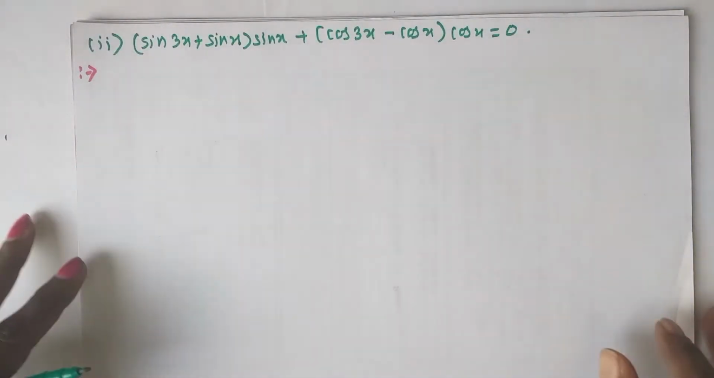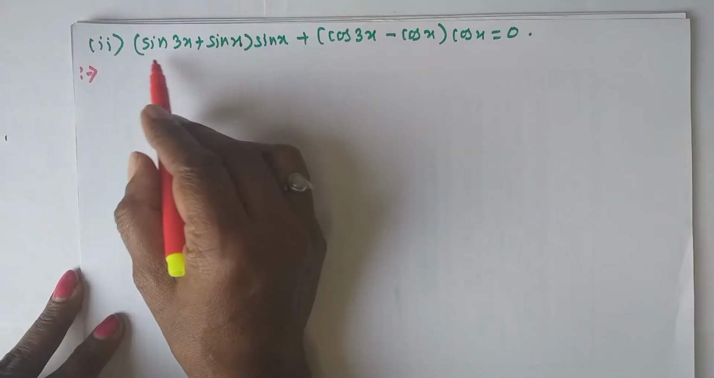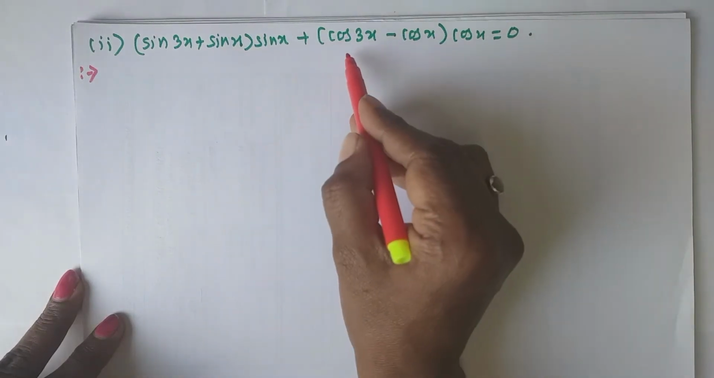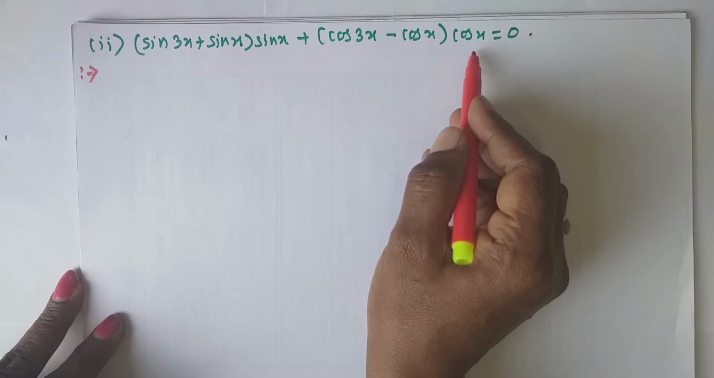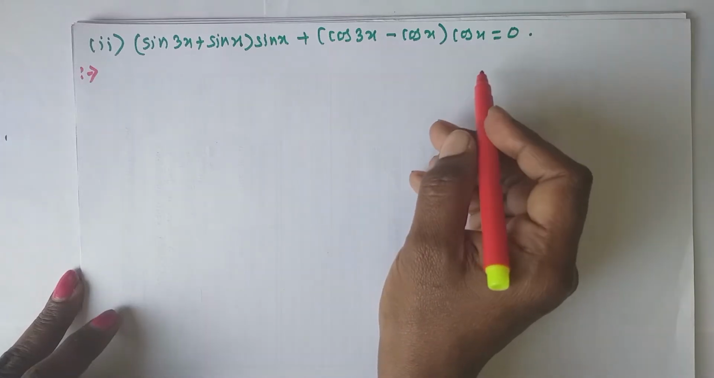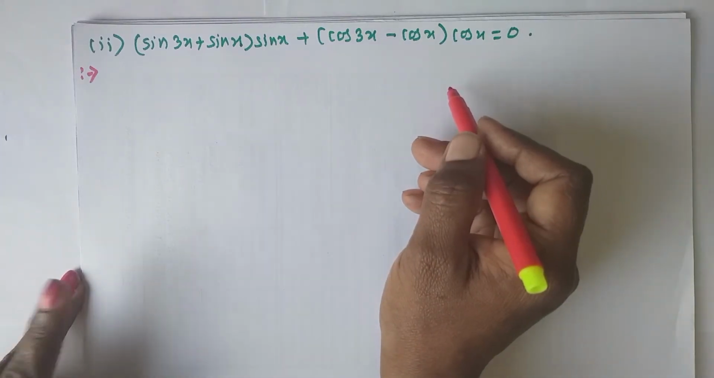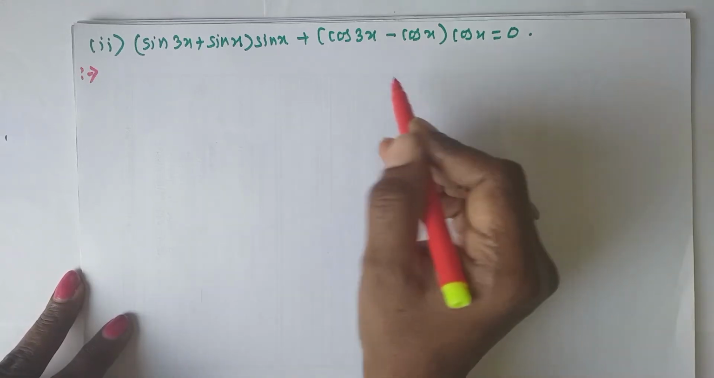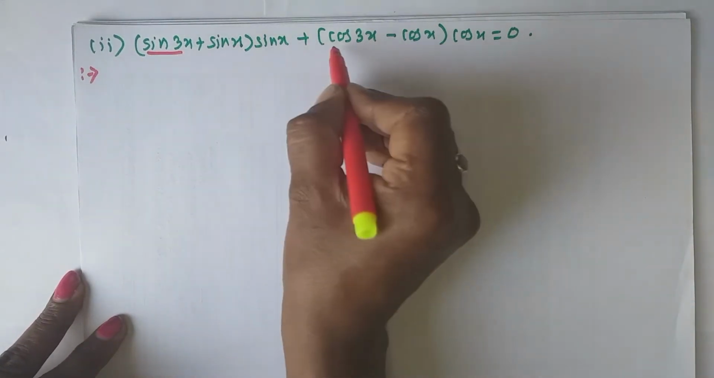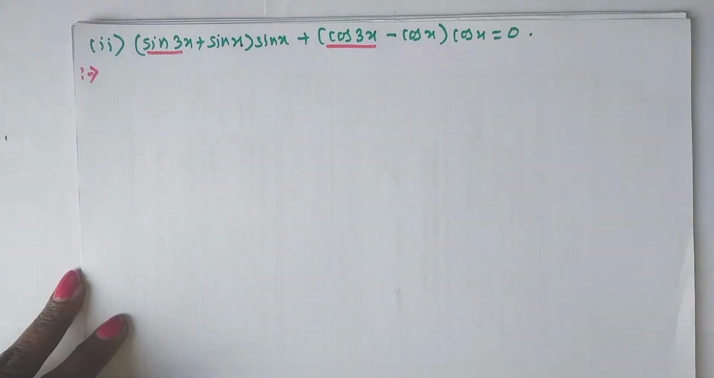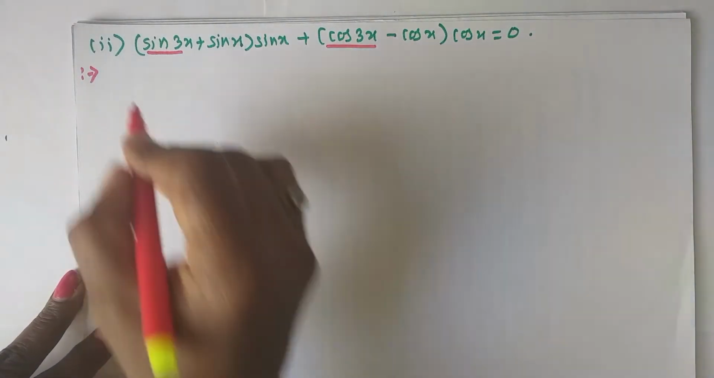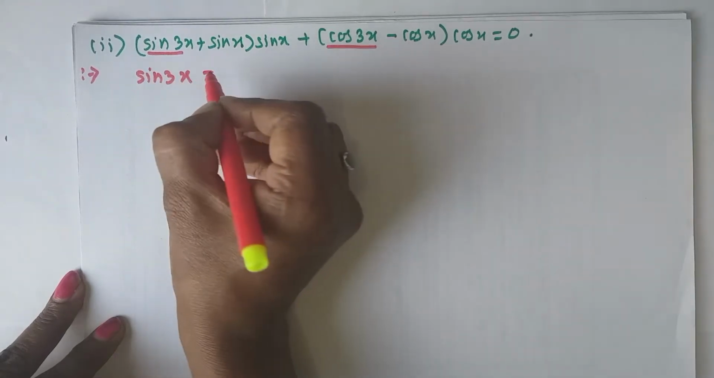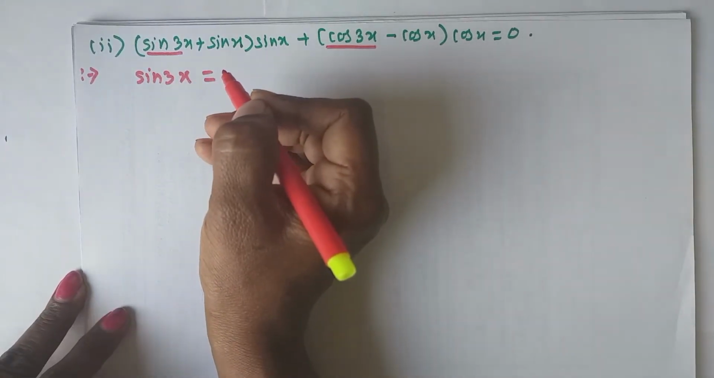Okay. Now see what is the second problem. In the bracket sin 3x plus sin x into sin x plus in the bracket cos 3x minus cos x into cos x is equal to 0. Again, in such type of problem, you have to take the left hand side and prove it is equal to right hand side. Now here sin 3x and cos 3x, these two terms are coming. First I will write here the formula of sin 3x.